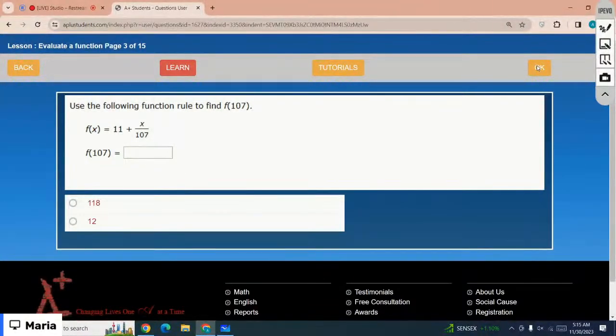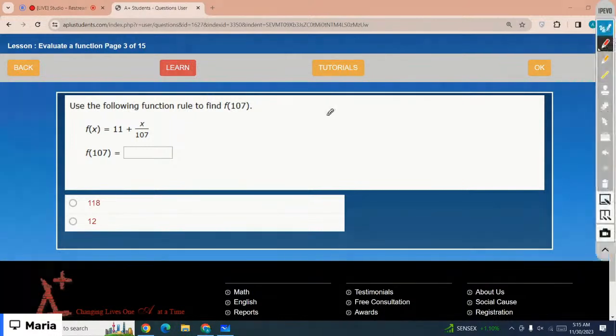Use the following function rule to find f of 107. So which is the correct option? You have to evaluate the function on f of 107. So replace the x with 107, right? So that is f of 107 equals 11 plus 107 over 107.